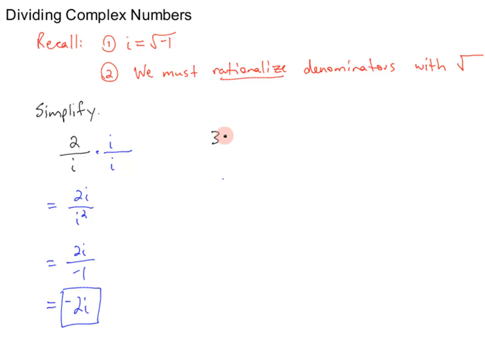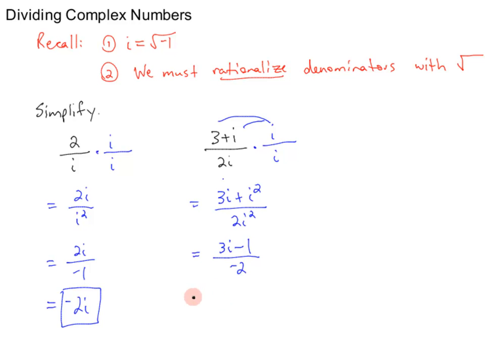What if I have 3 plus i over 2i? Well, again, in this case, to make this an i squared, I can multiply top and bottom by i. And on top, it would just distribute. So I'd have 3i plus i squared over 2i squared, right? And then all the i squareds I have to replace with -1. So I've got 3i plus -1, which is just -1, over 2 times -1, which is -2.